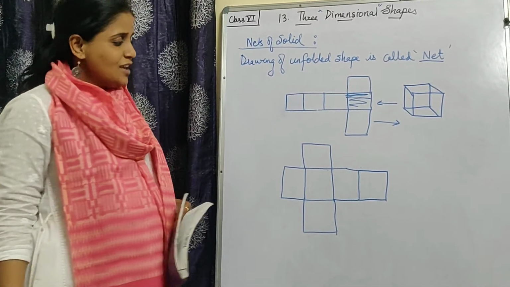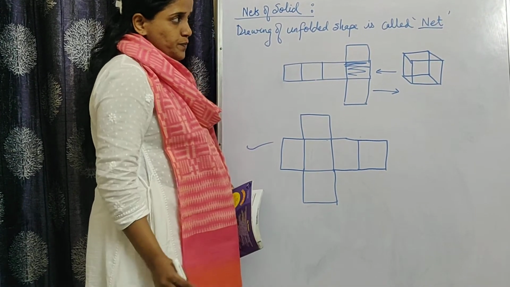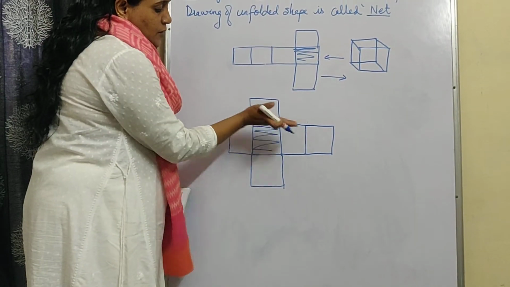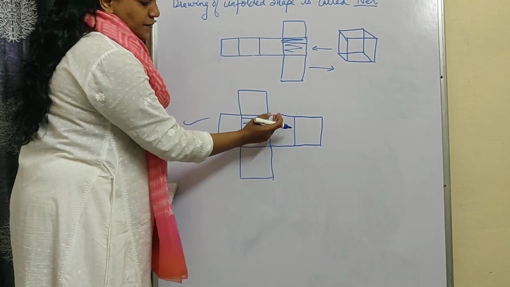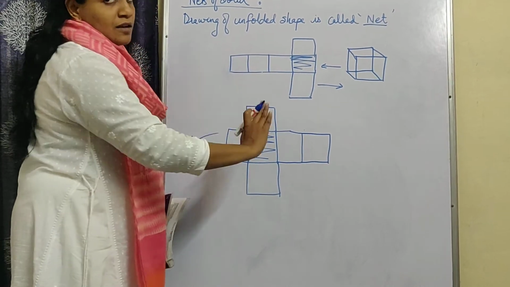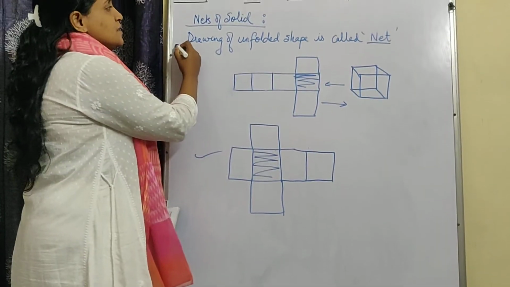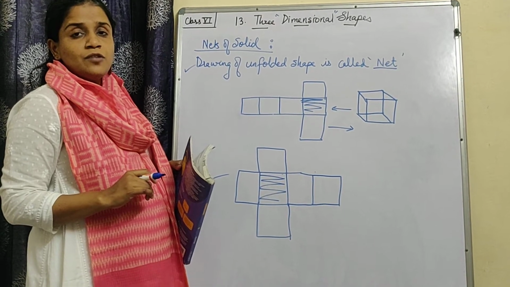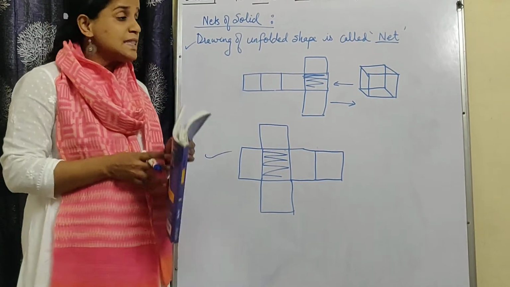Similarly, this is also the net of the cube. Why? Check this. If we keep this as the base, this will be raised like this, this will be raised like this, this part will be raised like this, and this part will be the cover, which will be on the top. So what is a net basically? A net is a drawing of an unfolded shape. When you unfold any solid shape, the thing which you get is called a net.